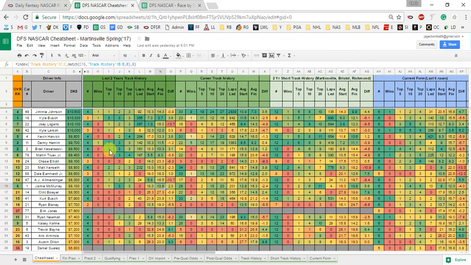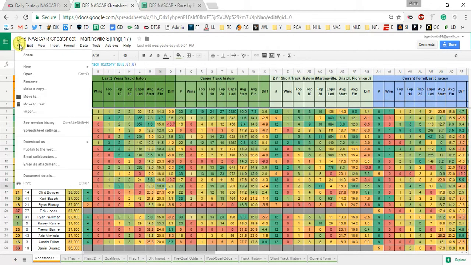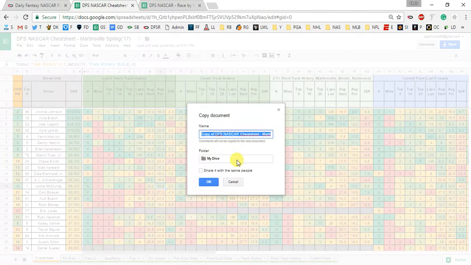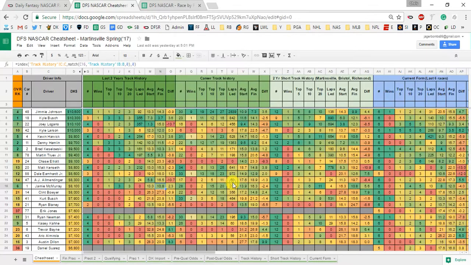When you get into the cheat sheet, you're going to want to create your own. So file, make a copy, name it whatever you want. When you click OK, it's going to open another cheat sheet in another tab. That one will be your own. You'll be able to sort the data.